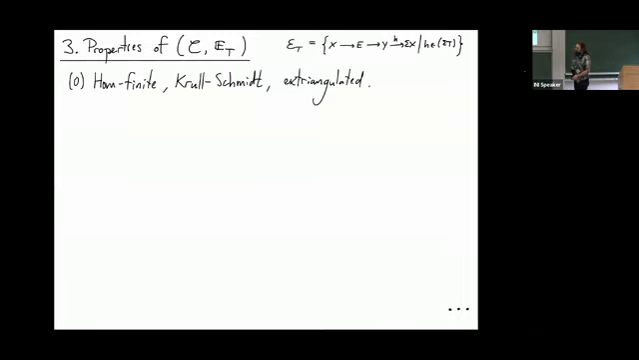First, the zero property: it's still Hom-finite and it's still Krull-Schmidt because I haven't changed the category. But now it's extriangulated because I have changed the collection of triangles.